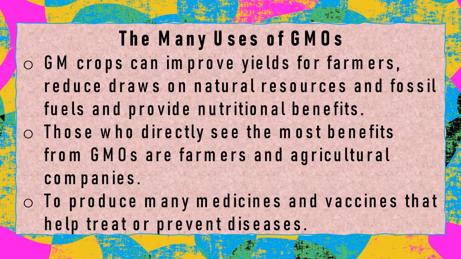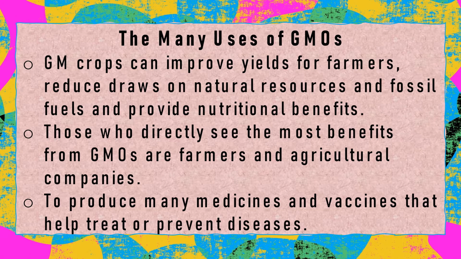The many uses of GMOs. There is a lot of scientific research about this. GM crops can improve yields for farmers, reduce draws on natural resources and fossil fuels, and provide nutritional benefits. That is according to a statement on the website for Monsanto, the world's largest manufacturer of GMOs. Those who directly see the most benefits from GMOs are farmers and agricultural companies.